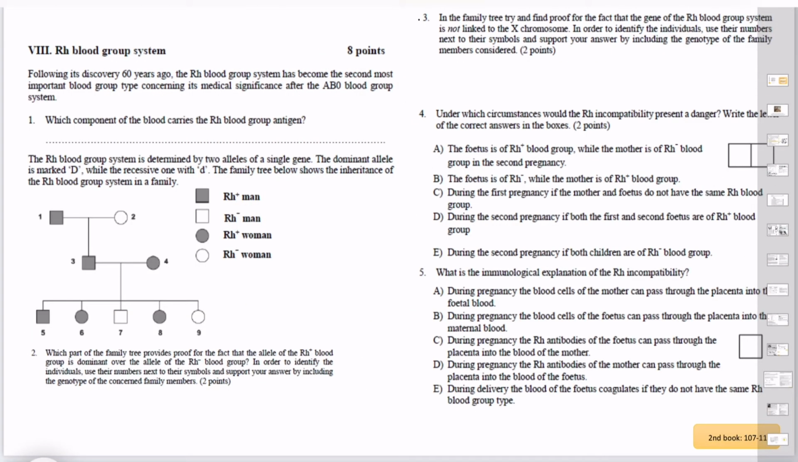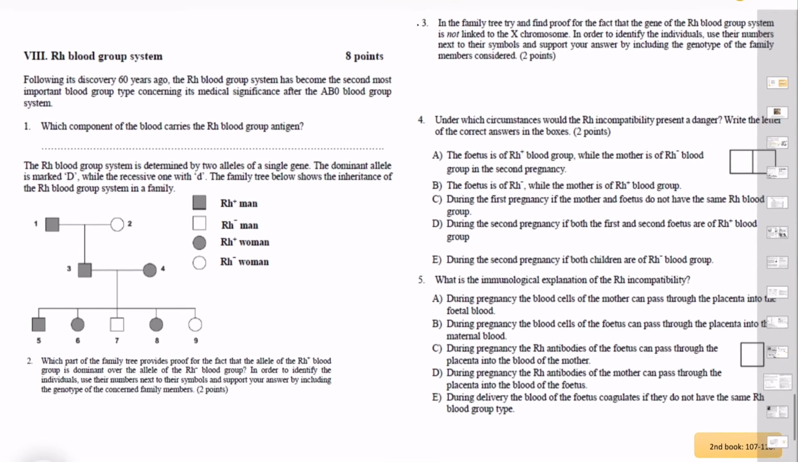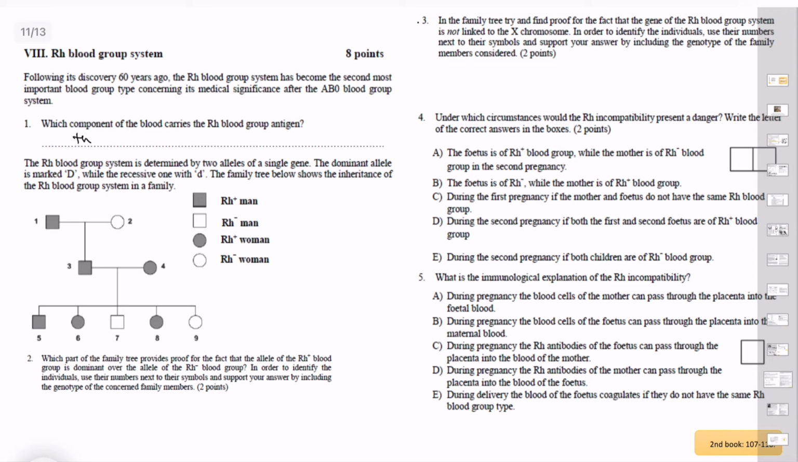Exercise 8, Air-Rich blood group system. Following its discovery 60 years ago, the Air-Rich blood group system has become the second most important blood group type concerning its medical significance after the ABO blood group system. Which component of the blood carries the Air-Rich blood group antigen? We know that antigens are being present on the surface of the red blood cells, so we write here the surface of the red blood cells.